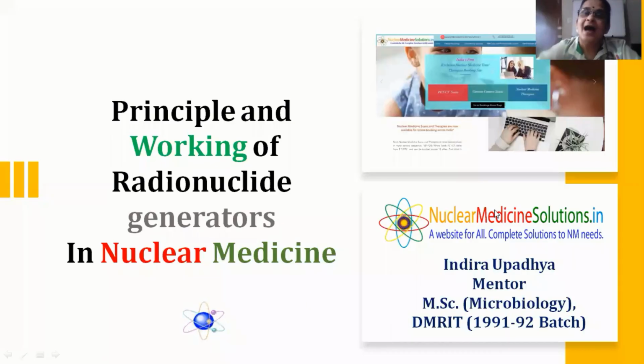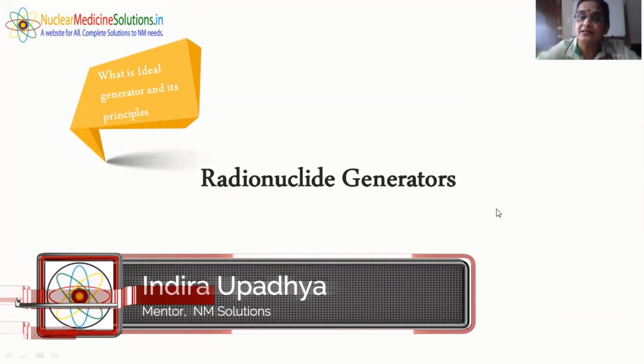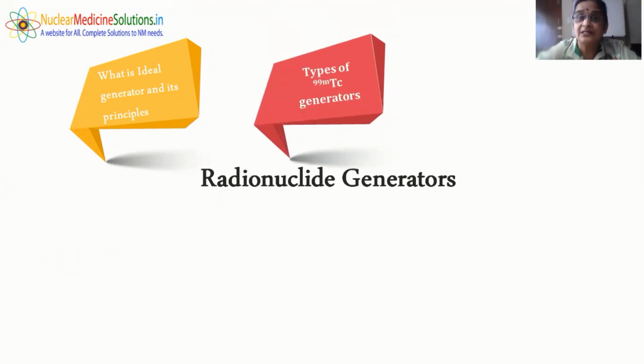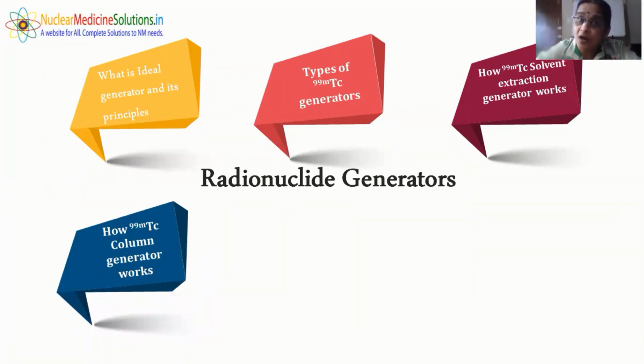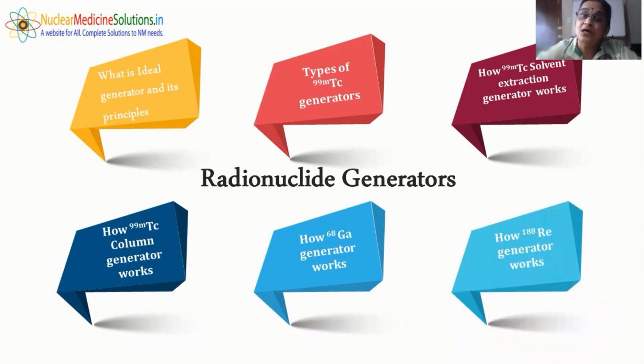Hello dear viewers, I'm back as promised with my topic of principle and working of radionuclide generators in nuclear medicine. Firstly, we'll see what is the ideal generator and its principles. The types of Technetium-99m generators, which is the workhorse radionuclide, and how does its solvent extraction generator work? How does the Technetium-99m column generator work? Gallium generator working, and how does the Rhenium-188 generator work?